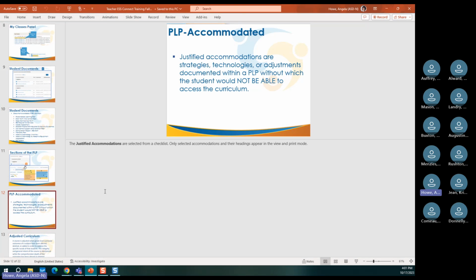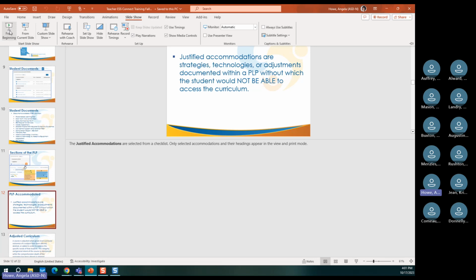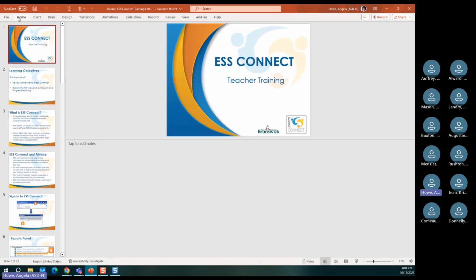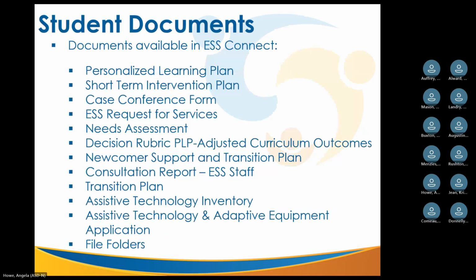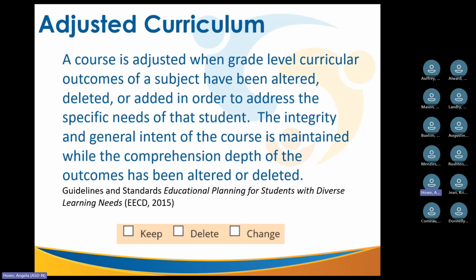And let's say we work through that, we've collected our data, and we thought, you know what, maybe more has to be done for Leah. Oh, I went too far. So then we take a look at our adjusted curriculum. So this is the piece where the classroom teacher comes in, because you have a huge role to play with the adjusted curriculum. A course is adjusted when grade level curricular outcomes of a subject have been altered, deleted, or added in order to address the specific needs of that student.